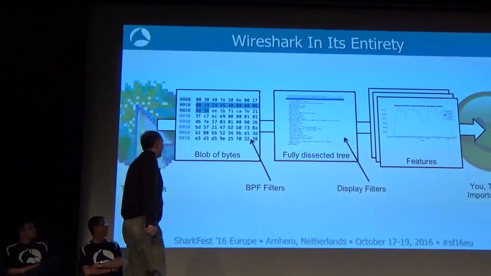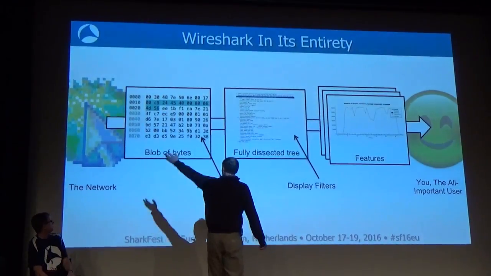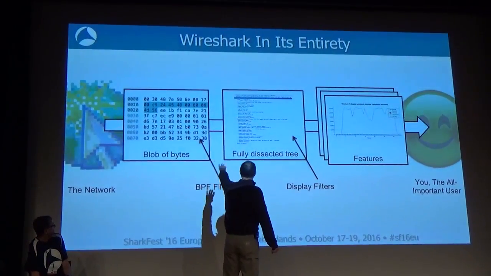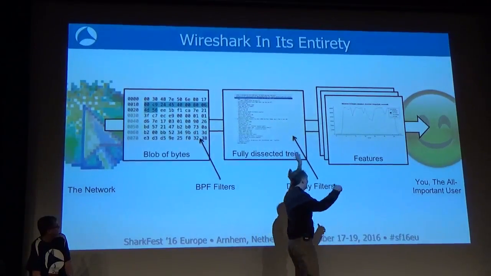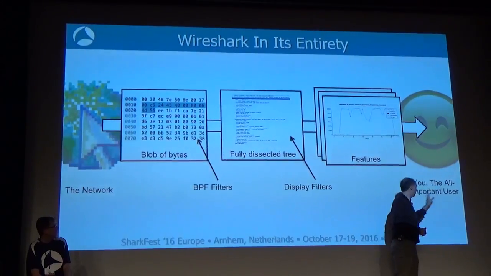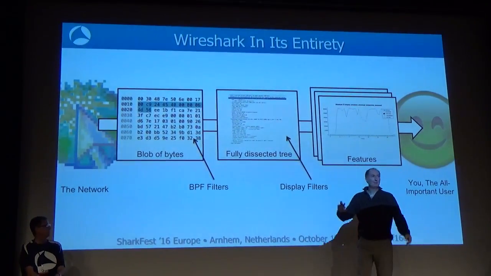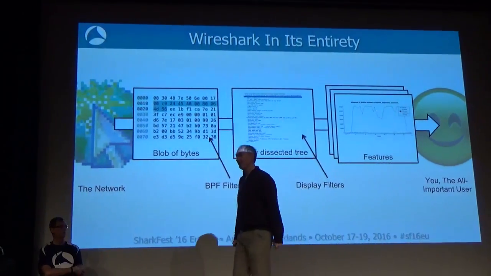So let's talk about Wireshark. This is an overview of what Wireshark does. It takes packets from the network and lets you apply BPF filters to those packets and builds a protocol tree, and then we can, on top of that, add a few features, and hopefully at the very end we have a happy user, somebody who got their job done and was able to solve a problem or do whatever work they needed to do.